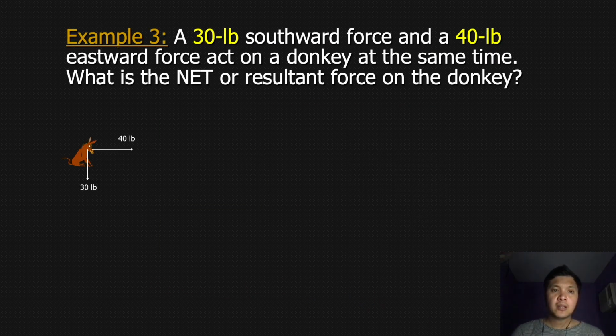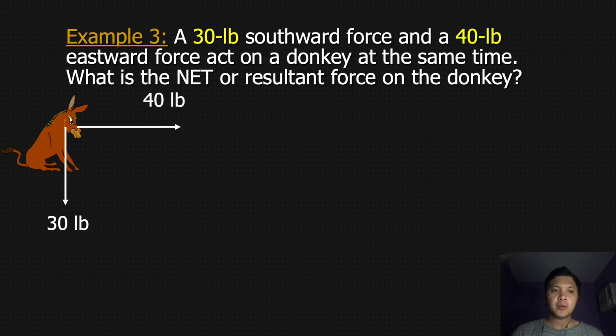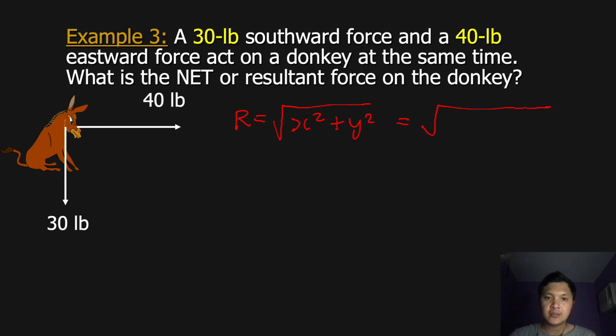To give you an example, let's say a 30-pound southward force and a 40-pound eastward force act on a donkey at the same time. What is the net or resultant force on the donkey? To get the resultant force, again we use the formula R is equal to the square root of x squared plus y squared, which is equal to the square root of 40 squared plus 30 squared, which is equal to 50 pounds.